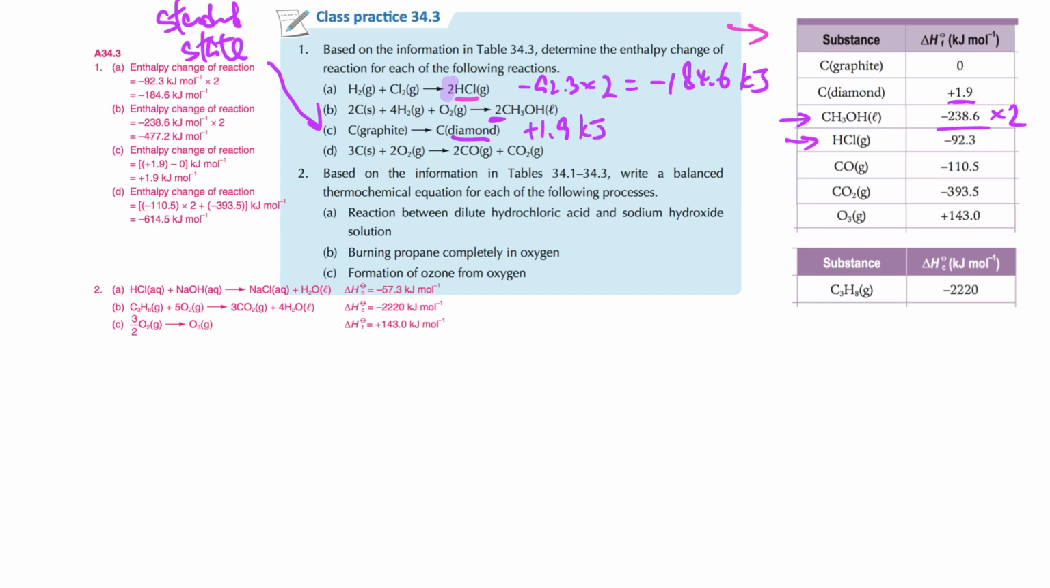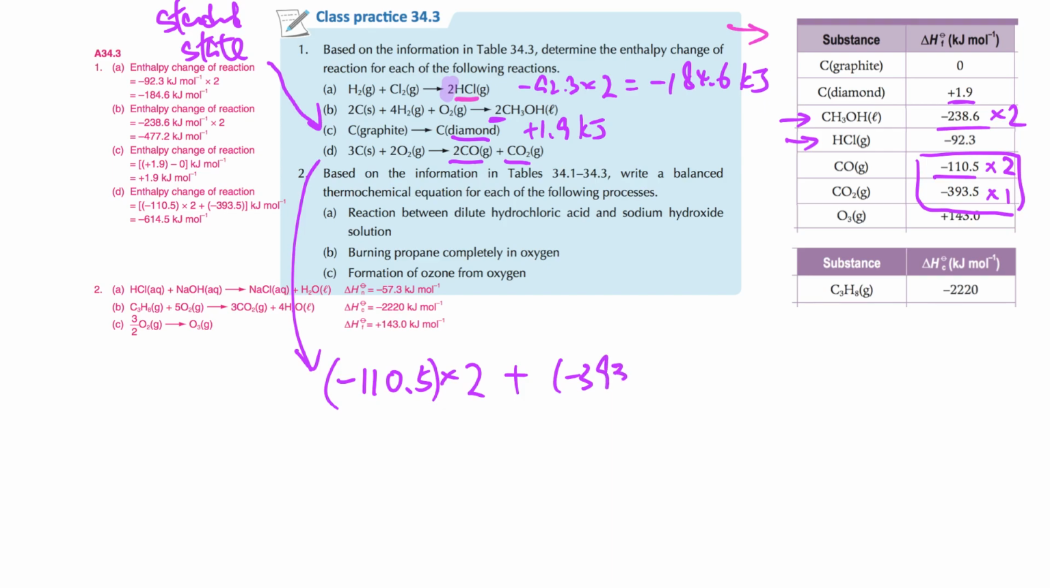And next, you are going to form 2 carbon monoxide and 1 carbon dioxide. Basically, for part D, you're going to form 2 carbon monoxide, so you have this one times 2, and form 1 carbon dioxide, so this one times 1. You add these two things together, so it will be 110.5 times 2 plus 393.5. If you add it up, it will be negative 614.5 kilojoule.